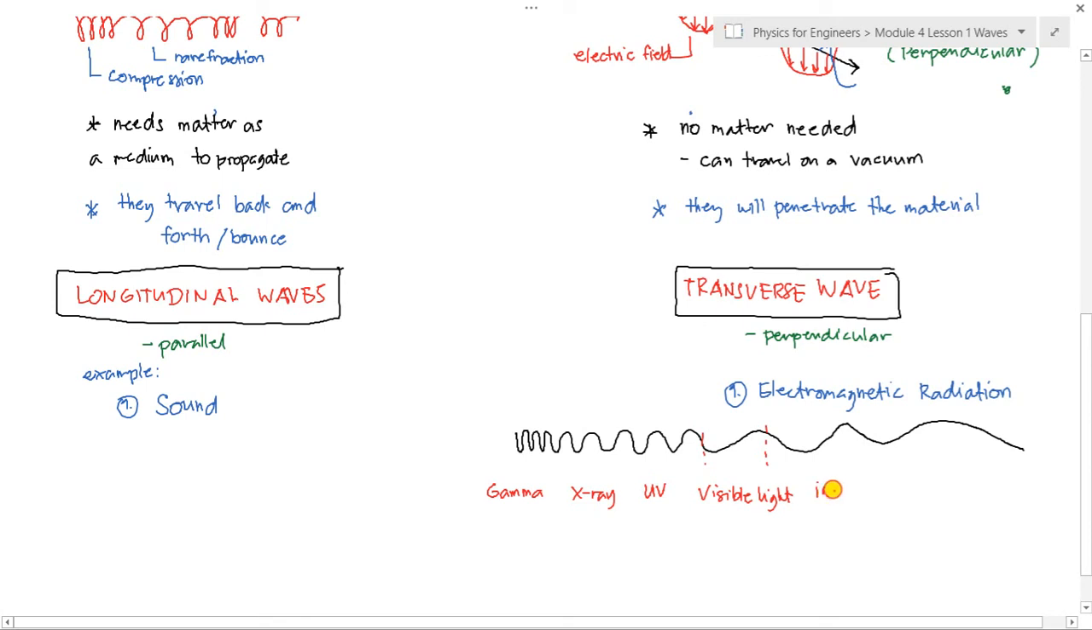So we need to have a special device para makita ni sila. So infrared nga mga rays. And then next is microwave. So ni ang gigamit pag init sa microwave oven. And then lastly is gigamit sa telecommunication. So radio waves. Sila ang pinaka longest wavelength and smallest frequency.